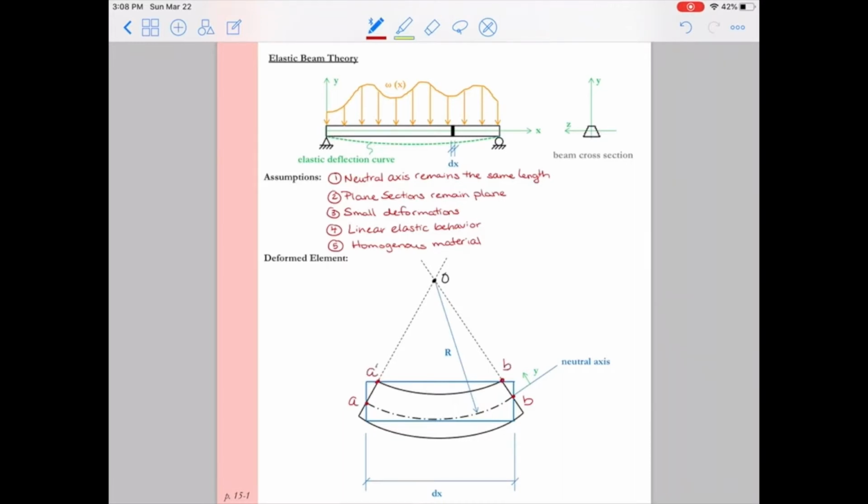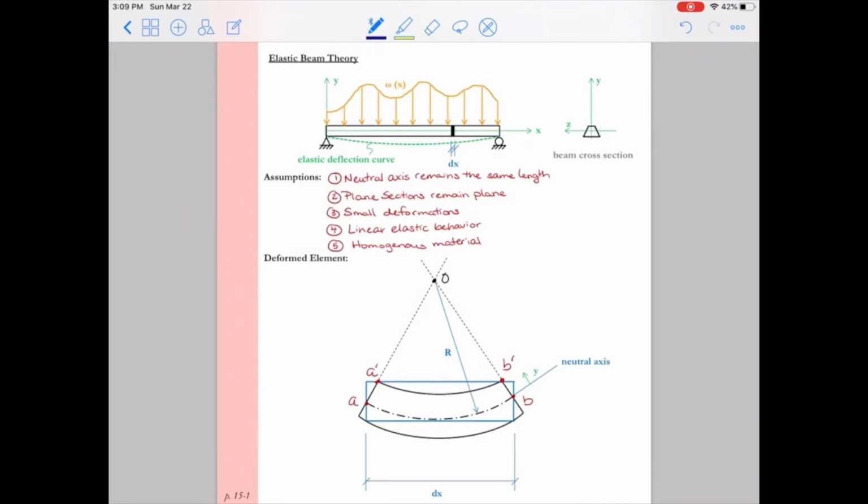If we look at the compression face of this beam, I'm going to label two more points, A prime and B prime. This is going to help us set up the relationship between A prime and B prime compared to A and B. This is going to set up a strain relationship.